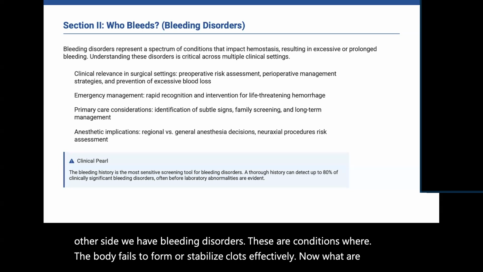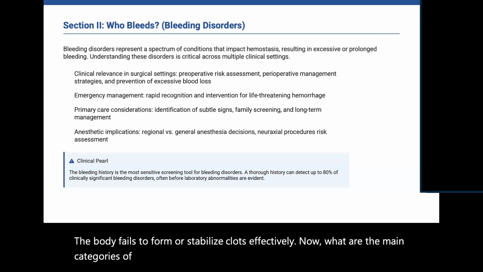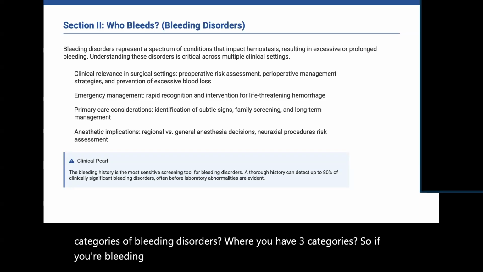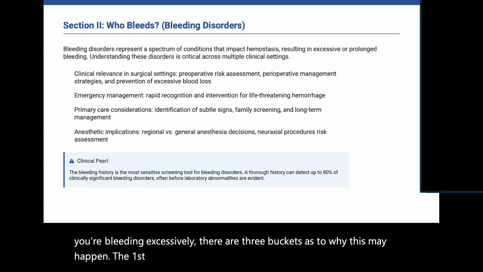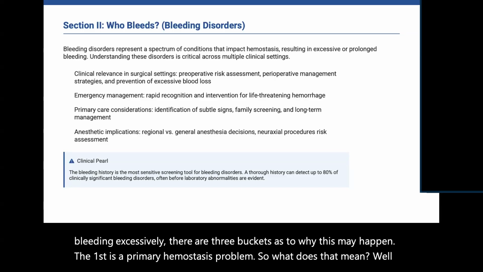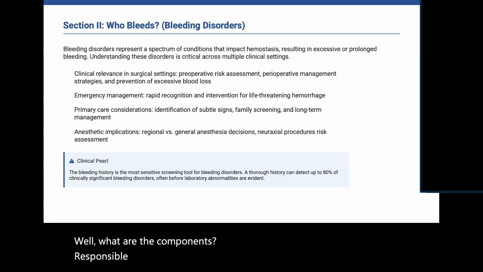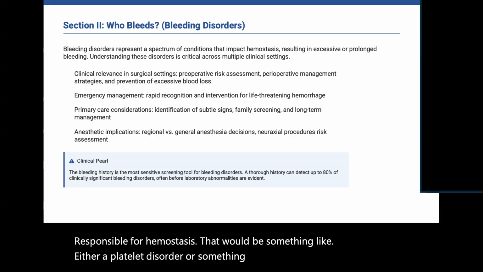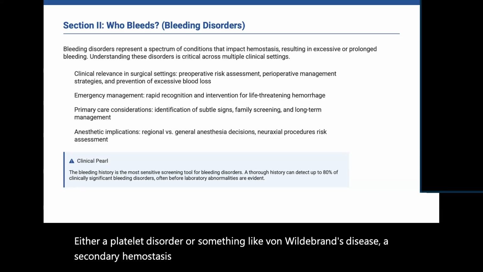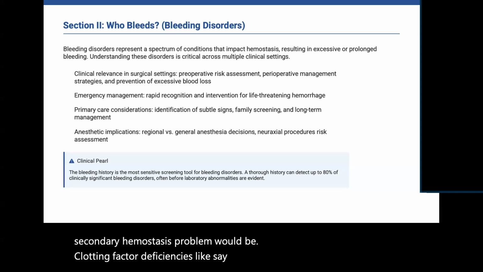Now, what are the main categories of bleeding disorders? You have 3 categories. So if you're bleeding excessively, there are 3 buckets as to why this may happen. The first is a primary hemostasis problem. So what does that mean? Well, what are the components responsible for hemostasis? That would be something like either a platelet disorder or something like von Willebrand's disease. A secondary hemostasis problem would be clotting factor deficiencies like, say, hemophilia A or B.